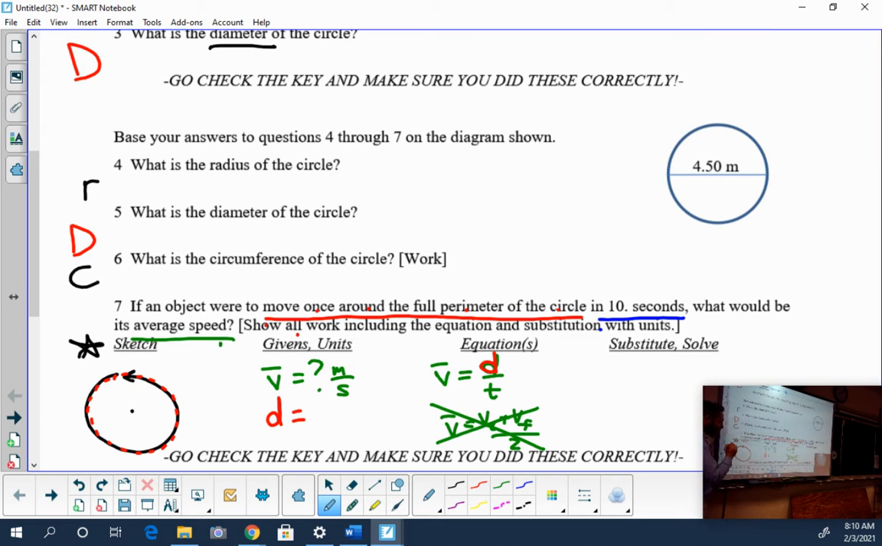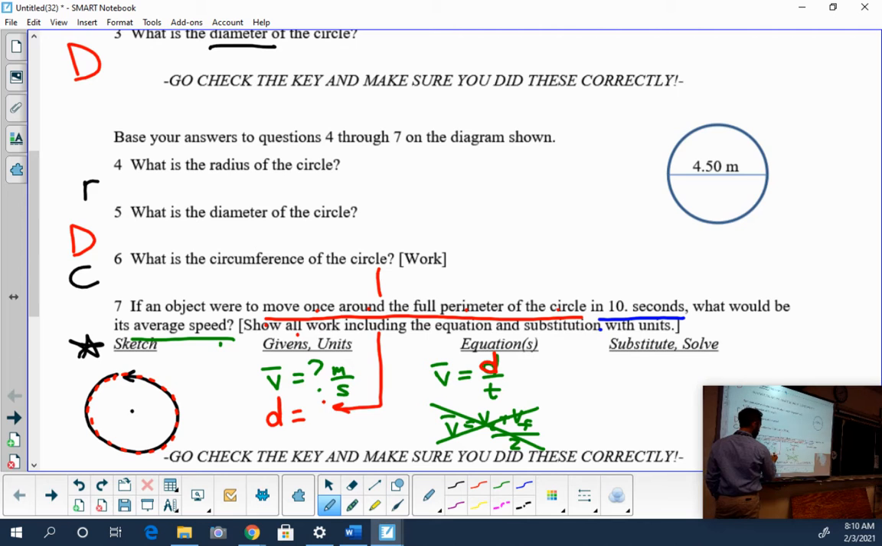What is that distance? The object followed a circle. That's why I don't want you confused. Big D, little d here. What is that distance? It's not a radius. It's not a diameter. It's a circumference. And in fact, you found the circumference in question 6, which then will get input right here.